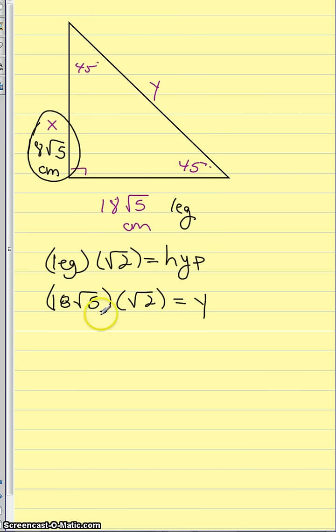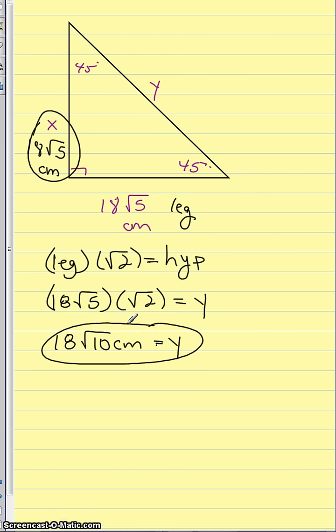When we multiply the radical times the radical, so square root of 5 times square root of 2 is square root of 10. So I have 18 square roots of 10 centimeters is y. Now I also want to double check to see if you can simplify square root of 10. There are no perfect squares in it, so it remains 18 square roots of 10.